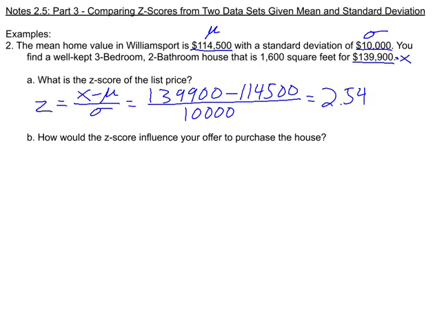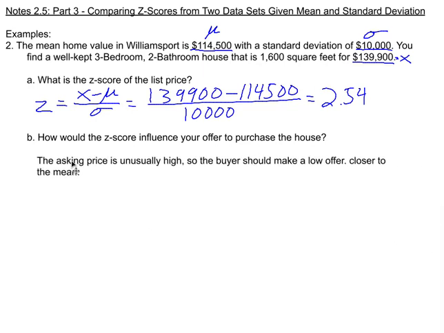Now in part B, we're asked how would the z-score influence your offer to purchase the home? Okay. Here's how I would answer that. I would say the asking price is unusually high, so the buyer should make a low offer closer to the mean. So the asking price is unusually high because it's more than 2 standard deviations above the mean. It has a z-score of 2.54.